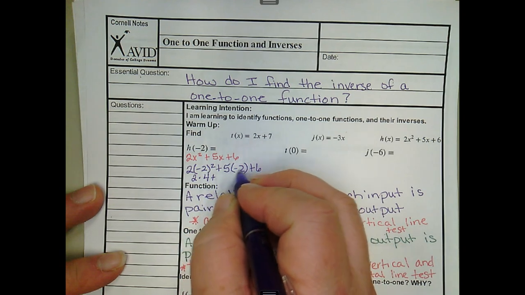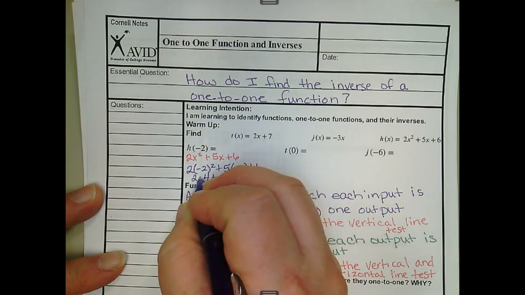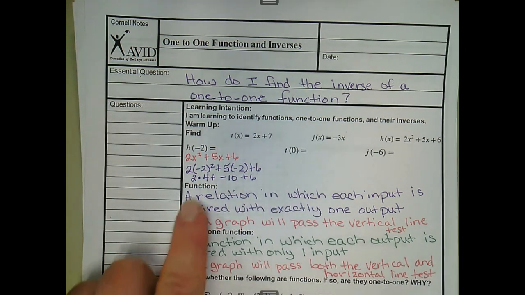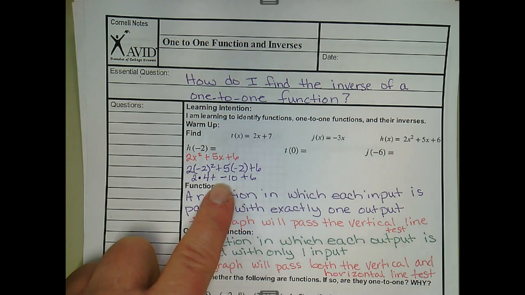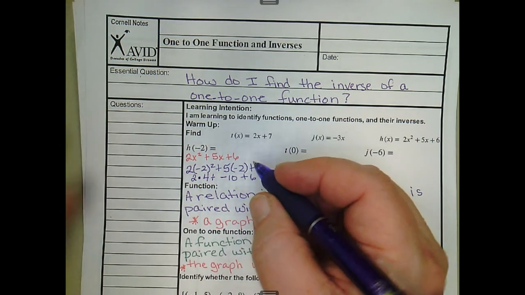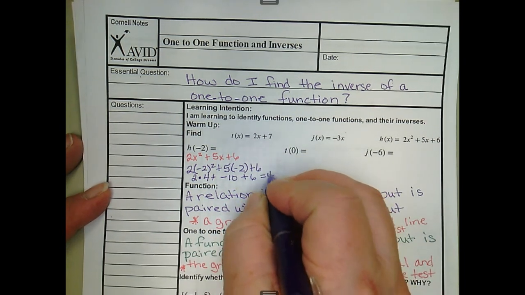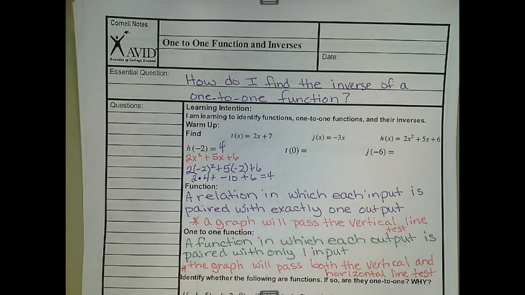plus 5 times -2 is -10 plus 6. 2 times 4 is 8. 8 plus -10 is -2. -2 plus 6 is 4. So when I put -2 in, I get 4 as my output. Okay, let's look at the next one.